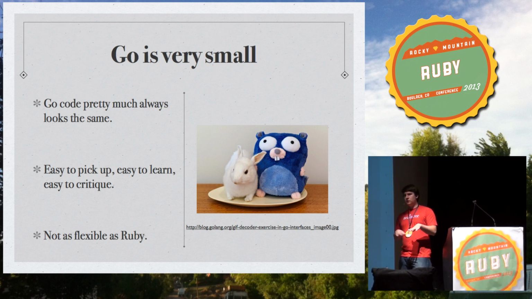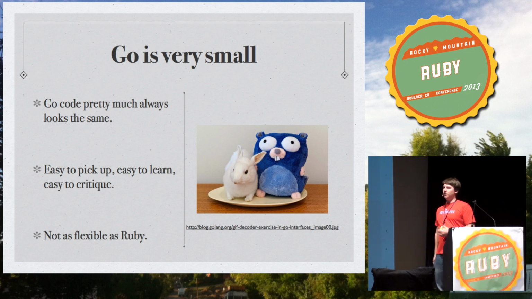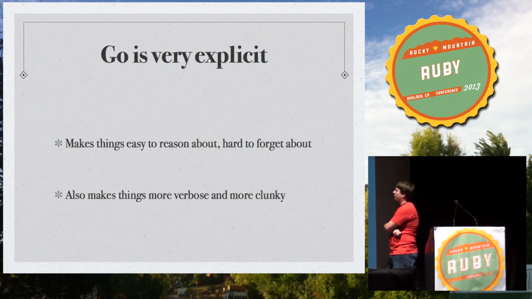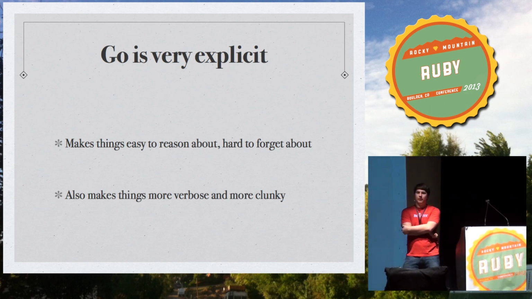If we can concentrate on a small set of them, it gives us a smaller dialogue, a smaller range of possible things to reason about, which makes it easier. On the other hand, flexibility is a big thing to have, and you're definitely sacrificing it with a language like this. The other thing I would say is that Go is very explicit. In the same sense, it makes things very easy to reason about because they're there.